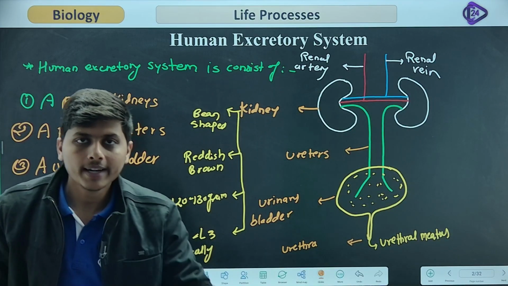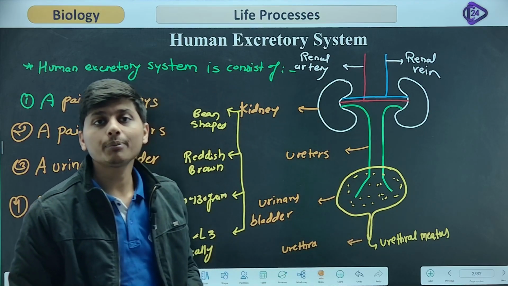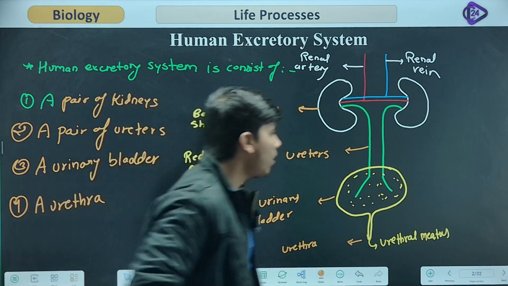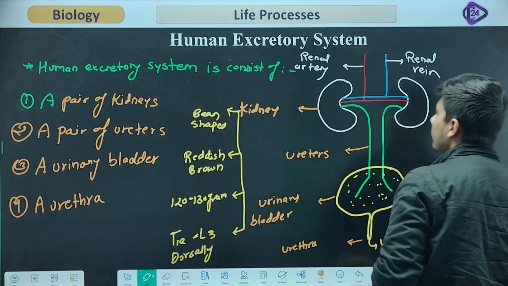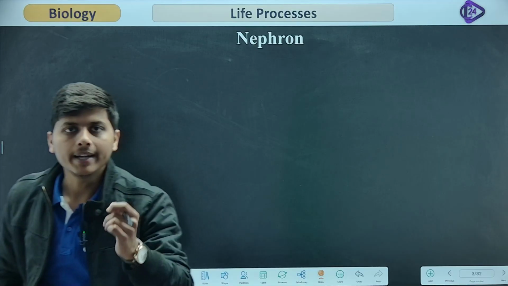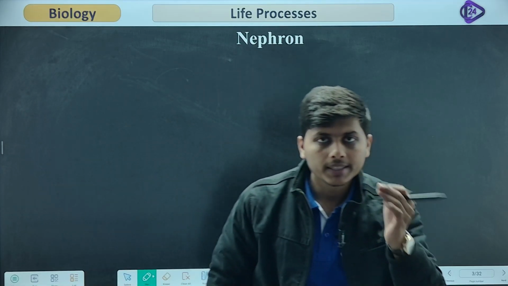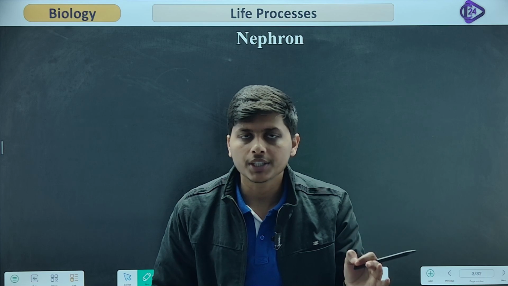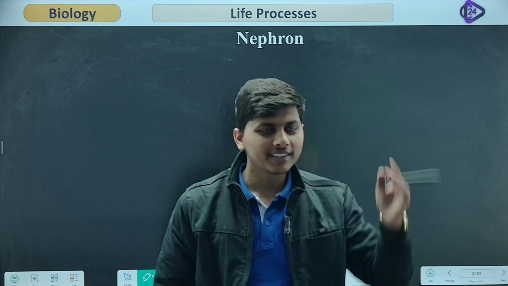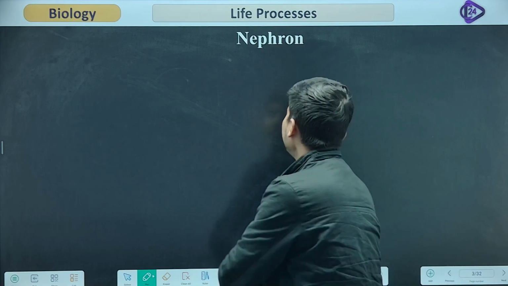Now we will understand how our blood gets purified. Which structure purifies our blood? The structure is called the nephron. So the nephron is the structural and functional unit of the kidneys. They are 1 million in each kidney. So nephron 1 million means 10 lakh in each kidney.